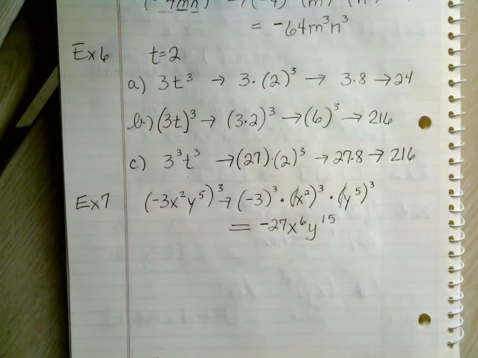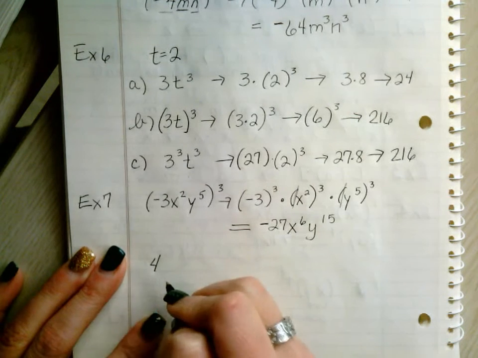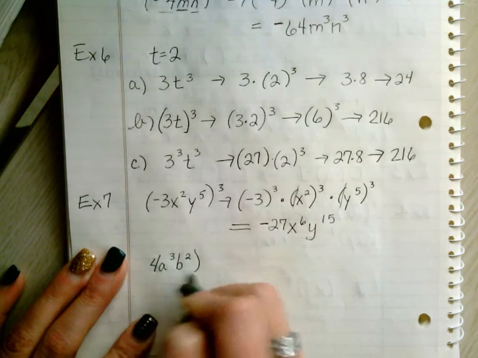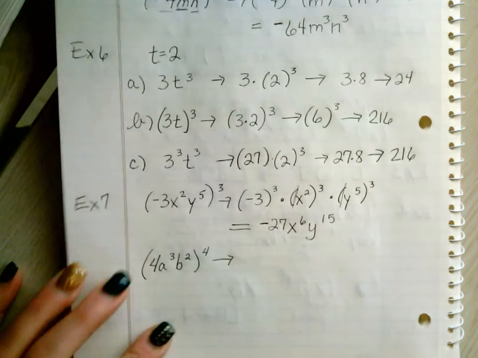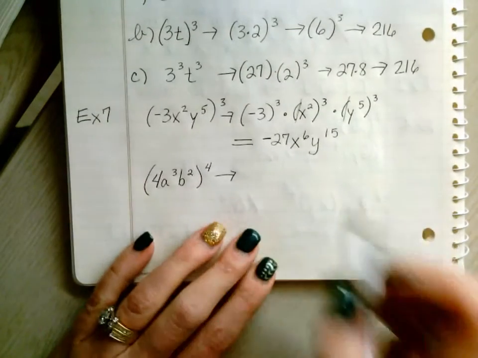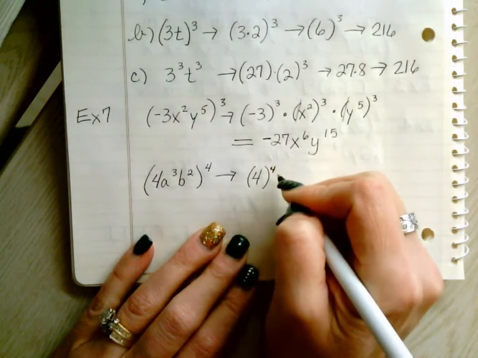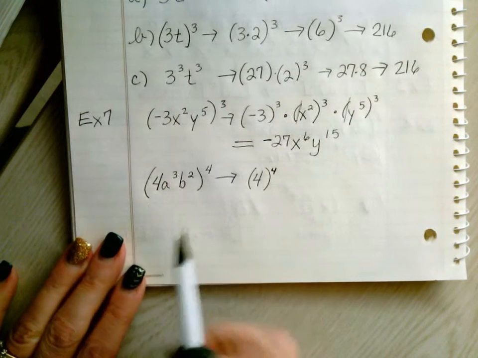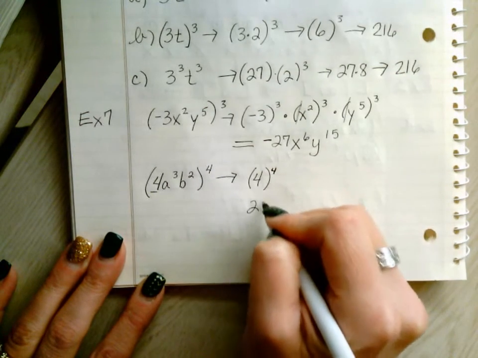I would like to do one more like that one. This one's not in your book. (4a^3b^2)^4. Who's got a calculator? What's 4 to the 4th? Yeah, what's 4 to the 4th? 256. Yep, 256. Okay, so that's the coefficient 4 raised to the 4th power. So that's 256.